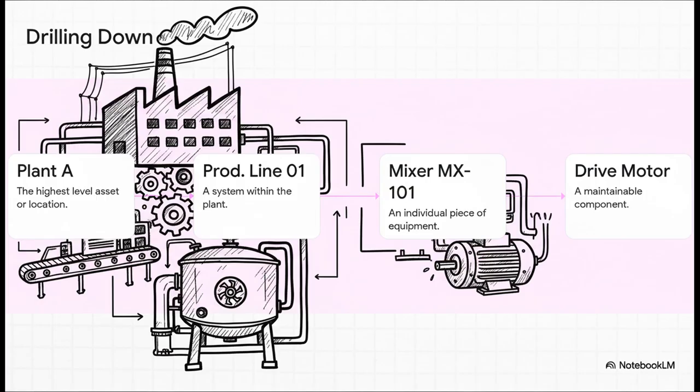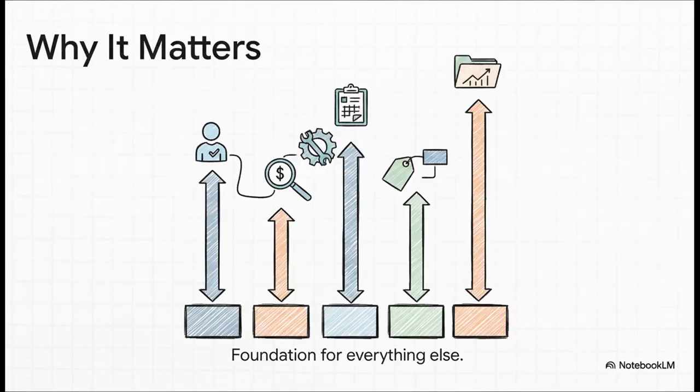Okay, let's see how this actually works. You start at the very top level, the parent, right? In this case, that's plant A. From there, you drill down one level to a child, like production line 01. Then you go deeper to a specific piece of equipment on that line, the mixer. And finally, you get down to an individual maintainable component, the main drive motor. See how that works? Each level just nests logically right inside the one above it. It's clean.